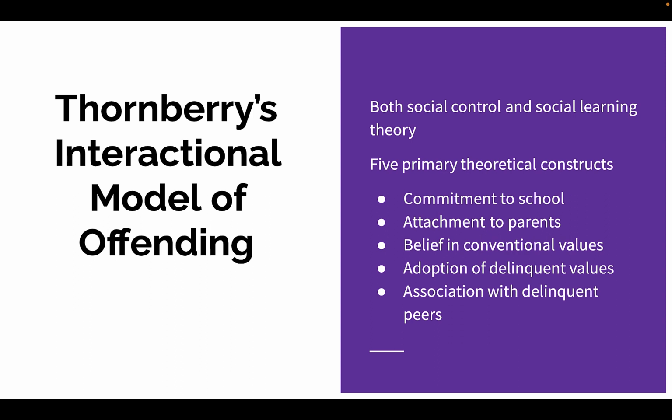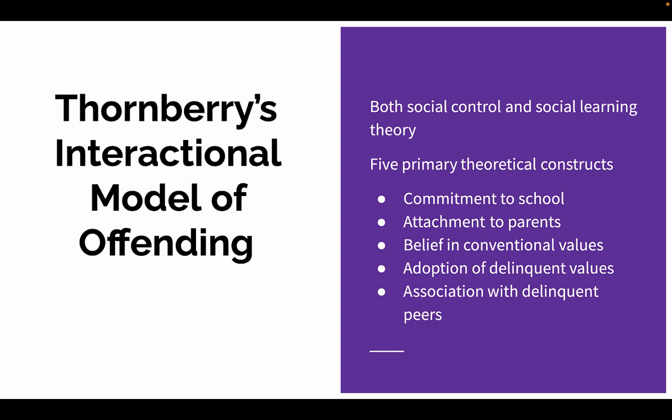Thornberry's interaction model incorporates 5 primary theoretical constructs, which are synthesized in a comprehensive framework to explain criminal behavior. So the 5 concepts include commitment to school, attachment to parents, belief in conventional values, and all of that's coming from social control and bonding theories. And then the last 2, adoption of delinquent values and association with delinquent peers, these are drawn from social learning and differential reinforcement theories. So think about it.